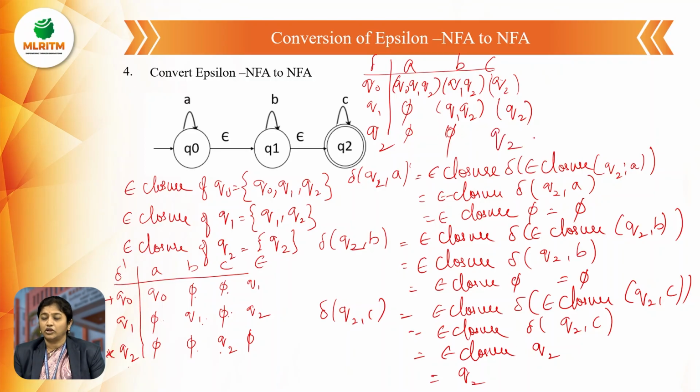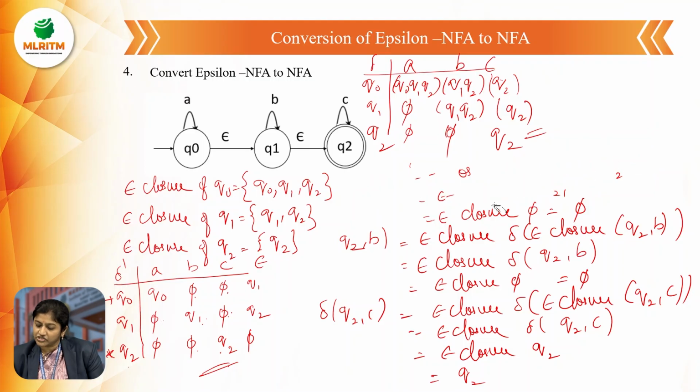Now we have found all transitions of q0, q1 and q2 on all three input symbols A, B and C. I have written it in the form of a table also. This table is without an epsilon symbol, but the previous one we wrote was with an epsilon symbol. Now we can directly draw the transition diagram.